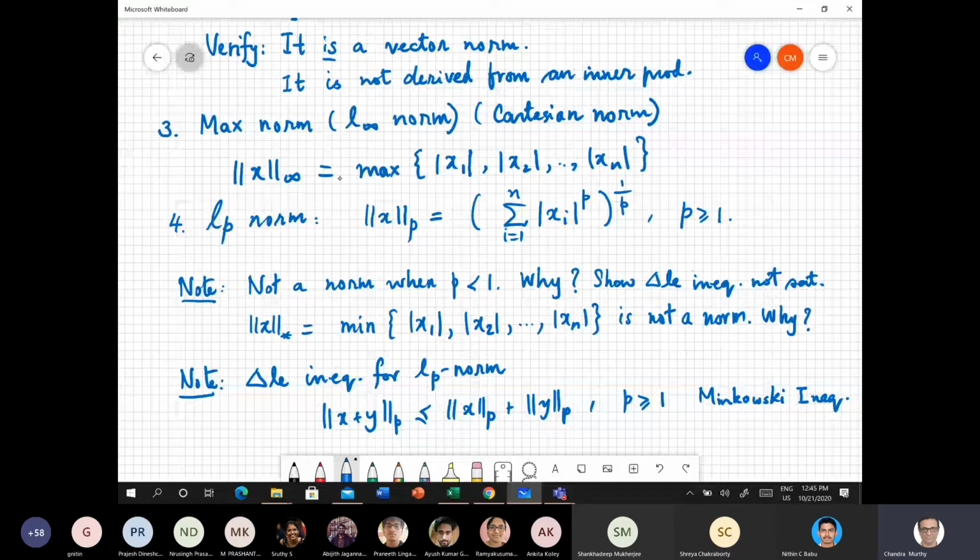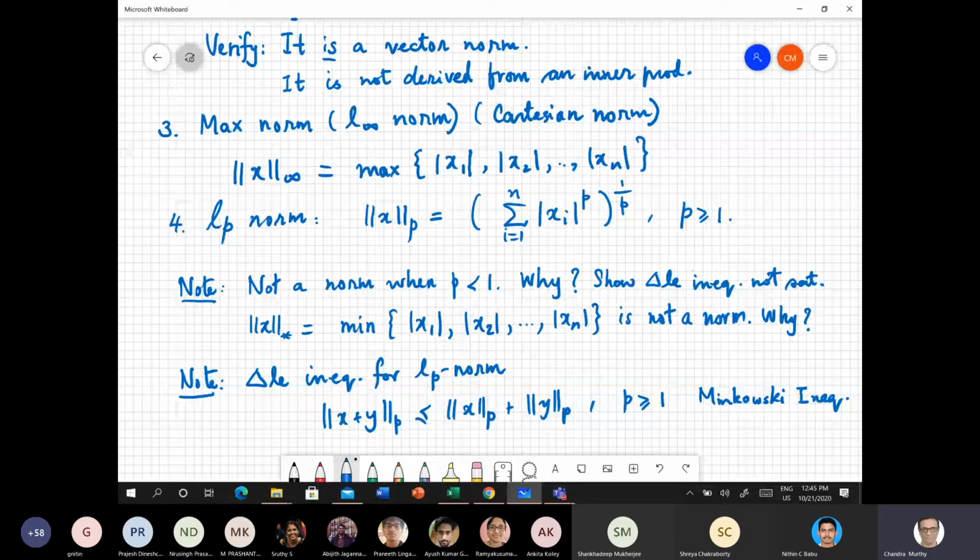Also, when p equals 2, it's the sum of the squares of the magnitudes of the entries of x raised to the power half, which is exactly the same as the Euclidean norm. So this is a generalization that includes the L1 norm, L infinity norm, and L2 norm as its special cases.